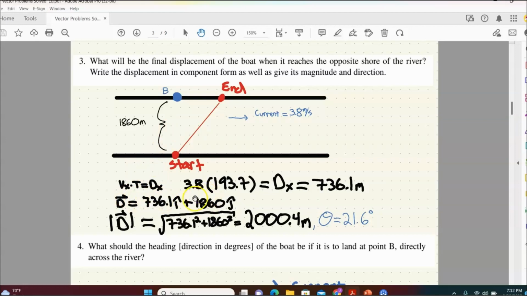The velocity in the x direction is 3.8 meters per second. We got the time from part 1, and therefore the distance in the x direction is 736.1 meters. The displacement vector in component form is 736.1 i hat plus 1,860 j hat.